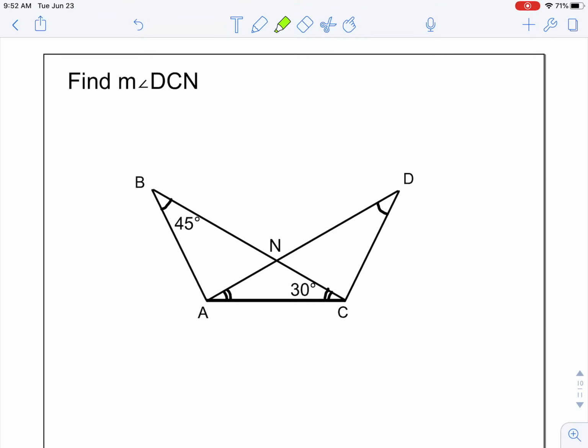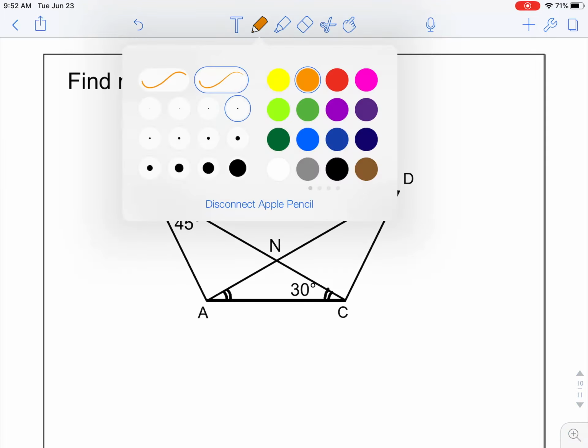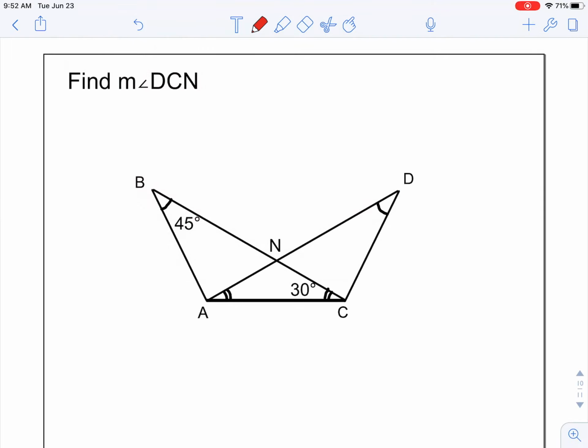So the last example we'll go through is a little bit more challenging. What I have here is I'm supposed to find angle DCN. I'm finding this angle right in there. That is my goal, I want to find this angle. I better not mark it that way. There. Okay, so let's see what we have.